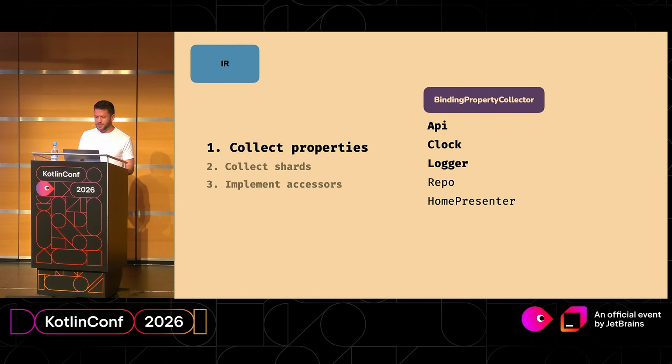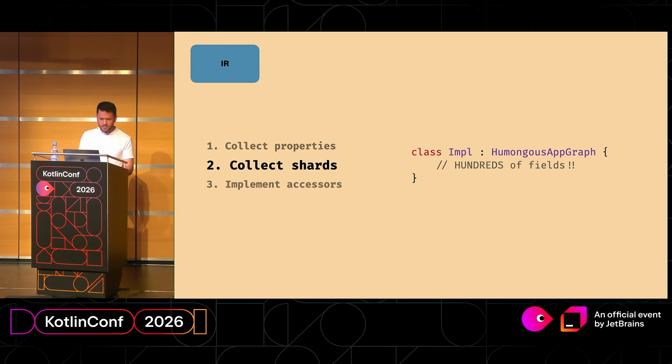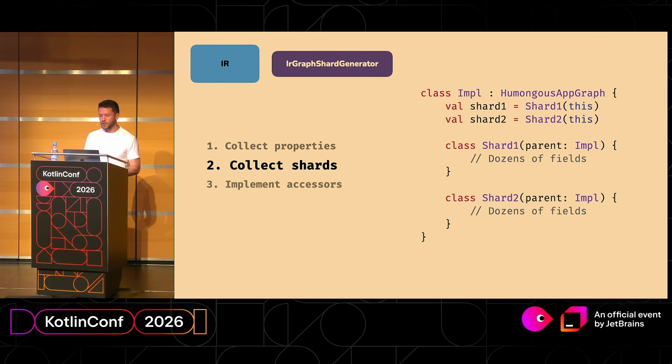There's lots of logic in here. You can go read it if you want in this binding property collector class. Next up is sharding. So in the event that you have a huge graph with hundreds of provider fields, that might run into JVM class size limits, and Metro will then shard them if you're over a certain threshold into nested classes to avoid running into those limits.